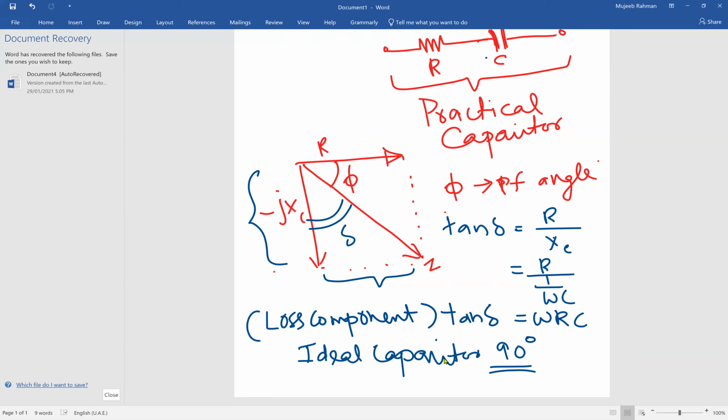And this component is normally called the dissipation factor. So the dissipation factor is nothing but tan delta. The tan delta is also called the dissipation factor. So for a pure capacitor, or an ideal capacitor, the dissipation factor is equal to 0, which means that there is no loss in the capacitor.